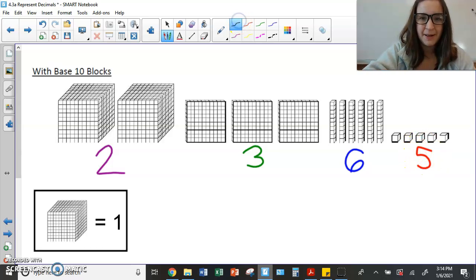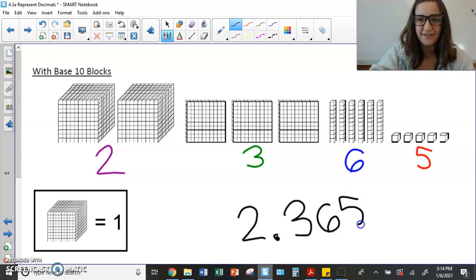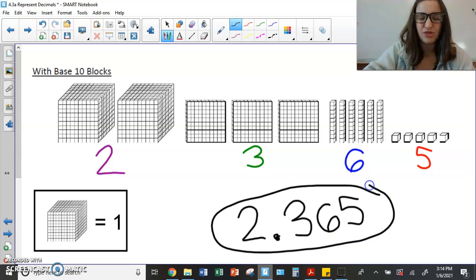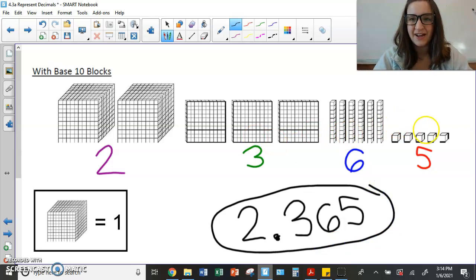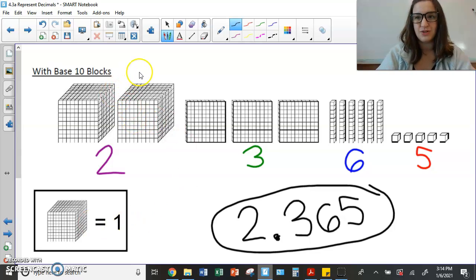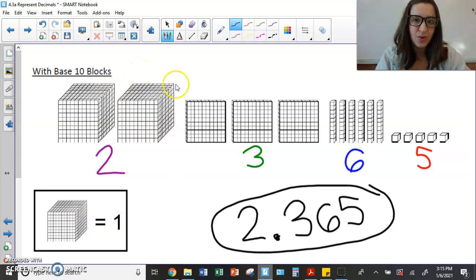So this number represents 2 and 365 thousandths, okay? 2 and 365 thousandths, because we've changed what the whole is equal to. Okay, I could change the whole and make this equal one whole or this equal one whole. So make sure you know what the whole is before you define what each piece represents.